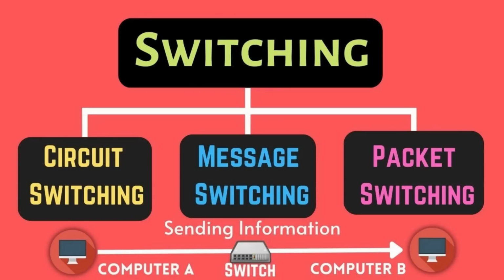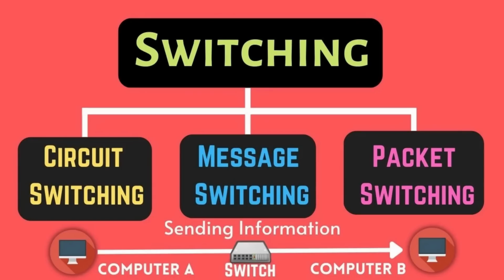How does packet switching work? First, data segmentation: the data to be transmitted is divided into small packets. Second, packet addressing: each packet is given a header containing information like the source and destination address as well as the sequence number.